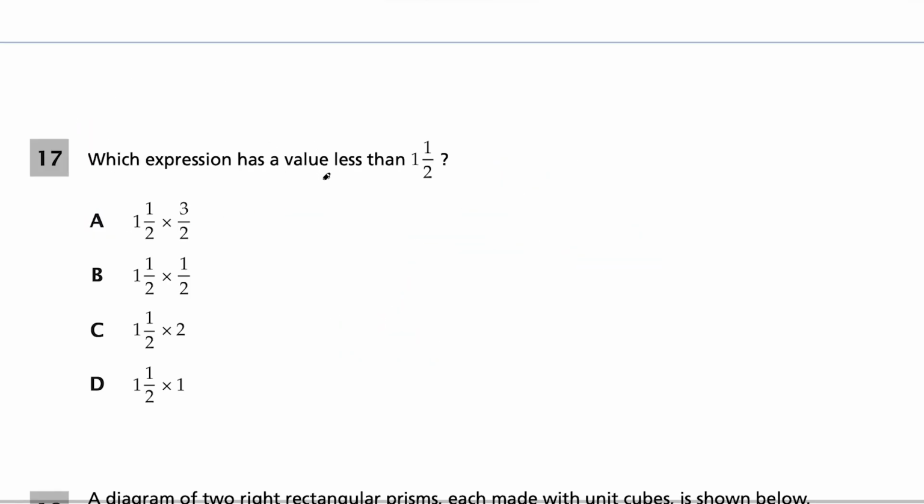Question 17, which expression has a value less than 1.5? And notice that all of the answer choices start with 1.5 and are being multiplied by something. So if you want to take something and make it smaller, you want to multiply by something that is less than 1. Okay, so if we want something to pop out less than 1.5, then we multiply by a number that is less than 1. So here, just looking at the answers, I could see B is our answer right away.